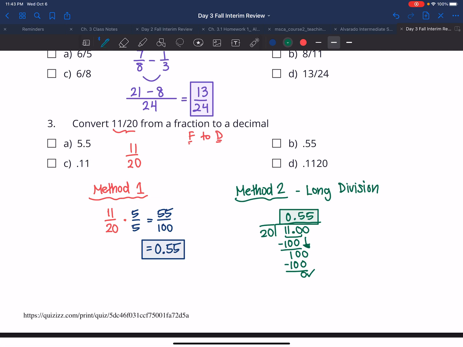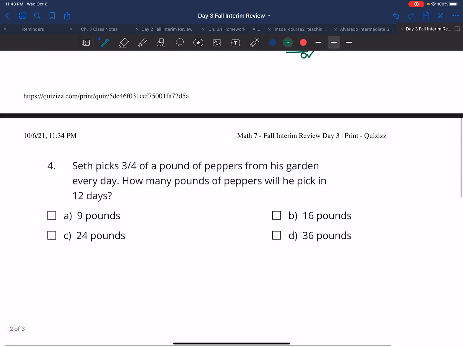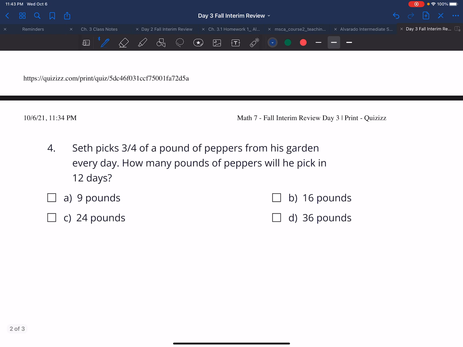Okay, all right guys, last problem of the day, number 4. Here we go. Now Seth picks 3/4 pound of peppers from his garden every day. So here's the number, 3/4 pounds, and the important part is every day. How many pounds of peppers will he pick in 12 days? Here's the kicker, 12 days.